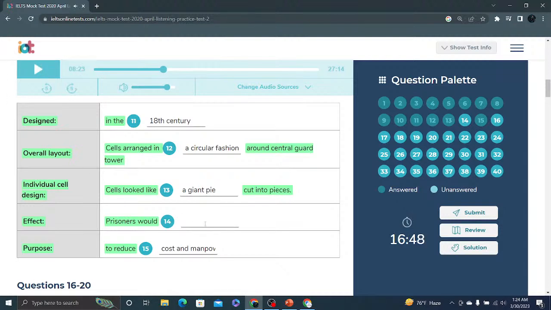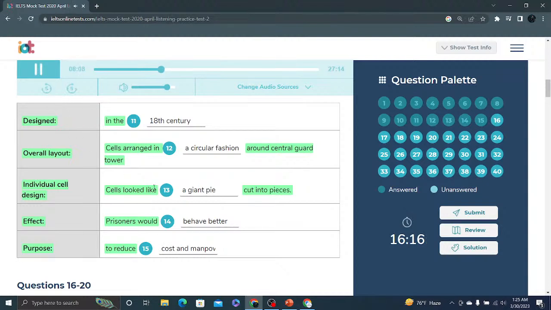Okay, as he was saying, fewer guards were needed, reducing cost and manpower. It also had the effect of making prisoners behave better. Okay, so the answer would be behave better. Let's listen for question number 14 and 15 once again.